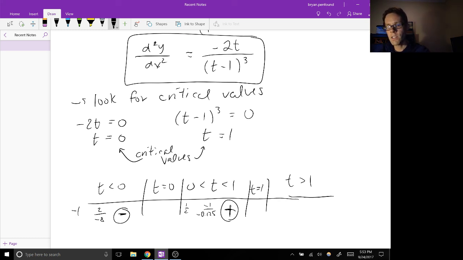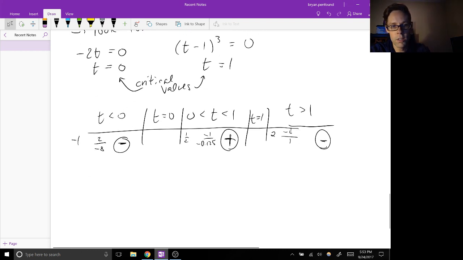And then last but not least, you want to just finish off looking at this last region here. So maybe we plug in something like 2, and we'll get negative 4. 2 minus 1 is 1. So again, I'm going to get a negative value in this interval. So there's only one interval here where we are going to be concave up. And that's this region. And that's based on our second derivative test.